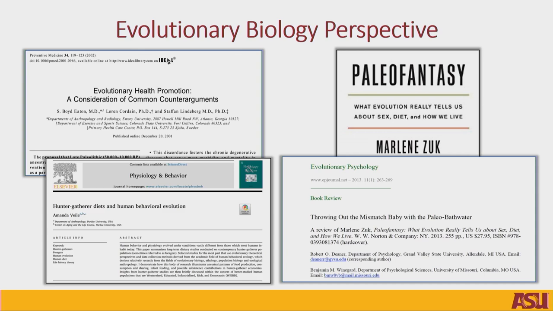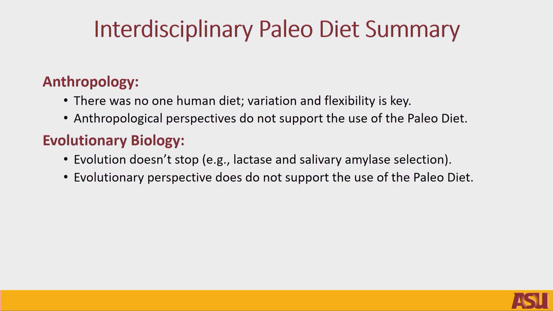Veile argues that the paleo trend has led to a widespread misconception regarding the true nature of human evolution. And this narrow conceptual model romanticizes the hunter-gatherer lifestyle while simultaneously relegating it to the distant past. And they say that this romantic and simplified evolutionary model has major limitations for understanding global variation in human health and nutrition. So to summarize, evolution doesn't stop. The idea that we are best adapted to one point in time versus now doesn't really make sense when you think about evolutionary biology, and they give examples. So overall, the evolutionary perspective doesn't fully support the use of the paleo diet today.